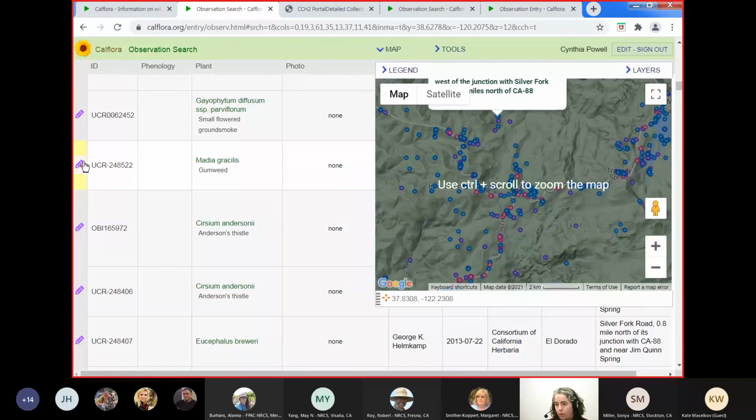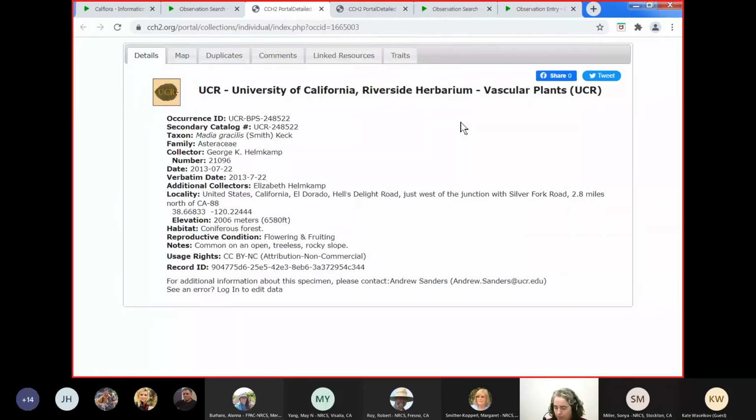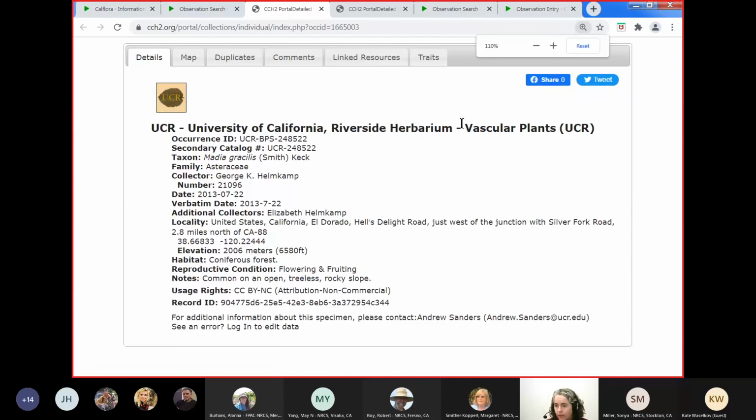Or you can go, see, here's the taxon, the date, the source, the collector, and the location. And this is from 2013, so it may or may not have been georeferenced digitally. It might have been later based on this written description. And then you can go to record detail, and that takes you to the CCH2 portal. Just zoom in on that a little. So you can see more information about it.